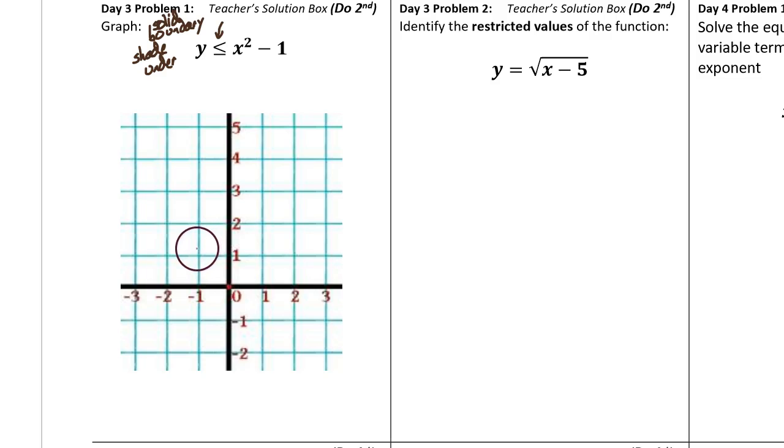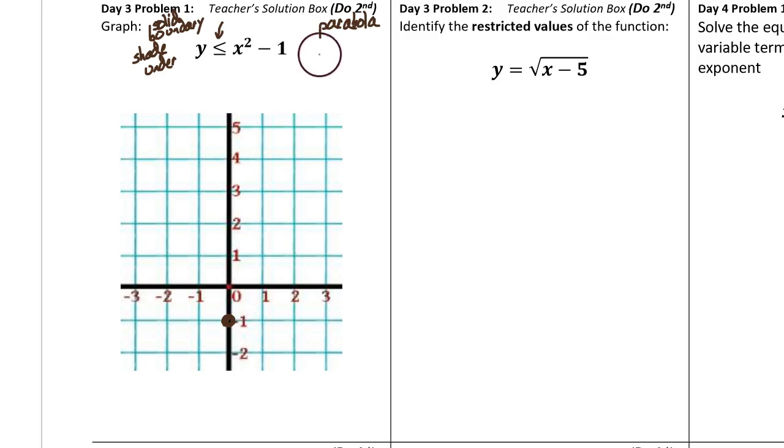Now I want to pay attention to what kind of function this is to decide how to graph the boundary. This is quadratic, so this is going to be a parabola. In this parabola, there's an x squared term and a constant term. When there is no x term, the vertex is located on the y-axis, in this case at -1.